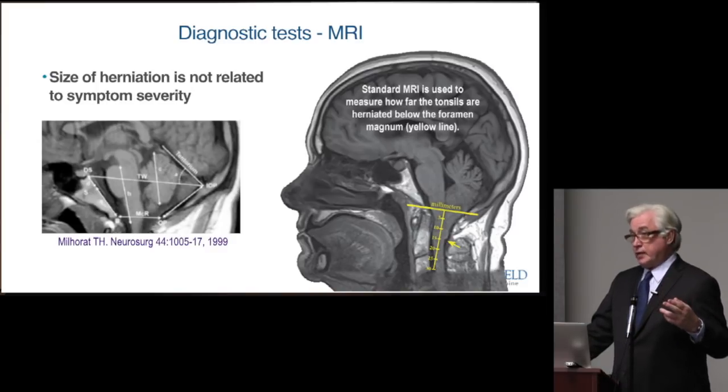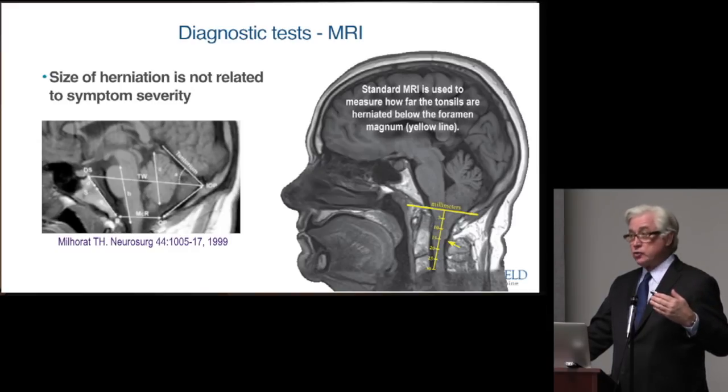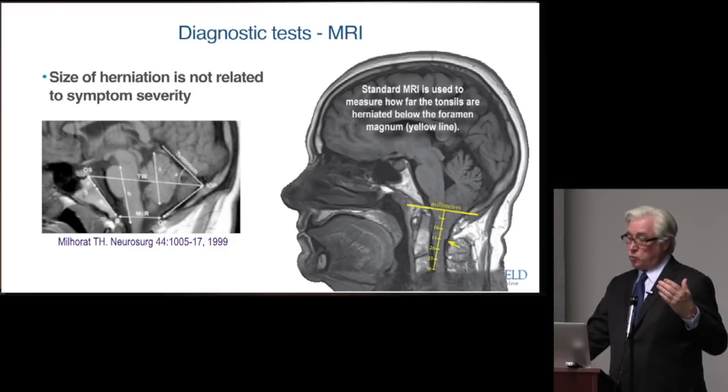So our major way of diagnosing this is with an MRI. And I'll tell you, before 1985, we didn't have MRIs, and so the diagnosis was much more difficult. I'm not sure how they diagnosed Bobby Jones's Chiari. But anyway, the MRIs show this wonderfully.